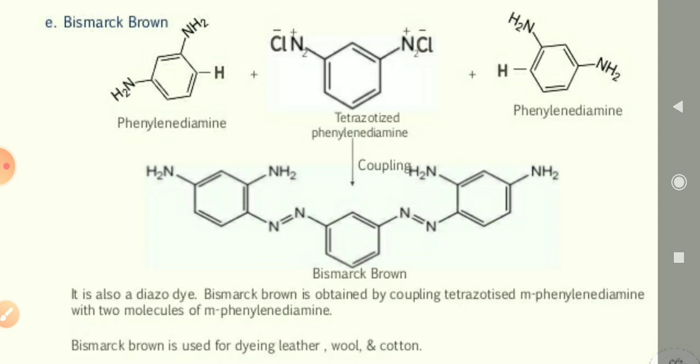This is the preparation method, and it will be prepared by the coupling reaction of m-phenylenediamine and the tetrazotized m-phenylenediamine, and it will give the Bismarck brown.